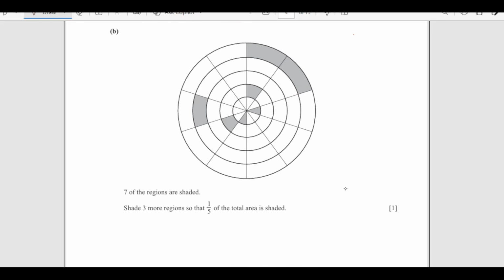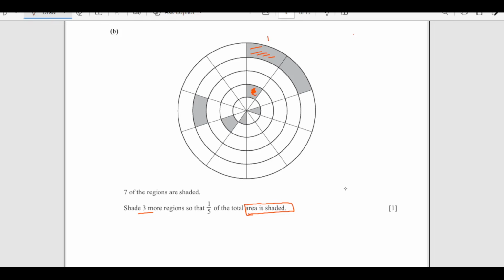Now here 7 of the regions are shaded. Shade 3 more regions so that 1 by 5 of the total area is shaded. Now be careful, it's written total area, and all these areas, the shaded areas, are different. You can see this one is bigger, and the other ones are smaller here, right? So we need to count first of all how many there are.